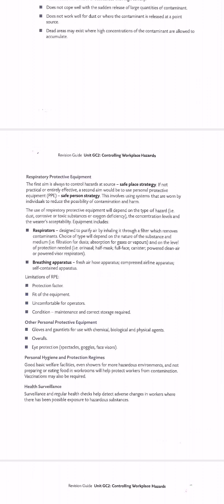Then we're talking about breathing apparatus, which is the second one. You have respirator, you have the breathing apparatus. Breathing apparatus is the fresh air hose apparatus. It's comprised of airline apparatus and self-contained apparatus. What are the limitations of RPE? RPE means respiratory protective equipment. What are the limitations of this respiratory protective equipment?